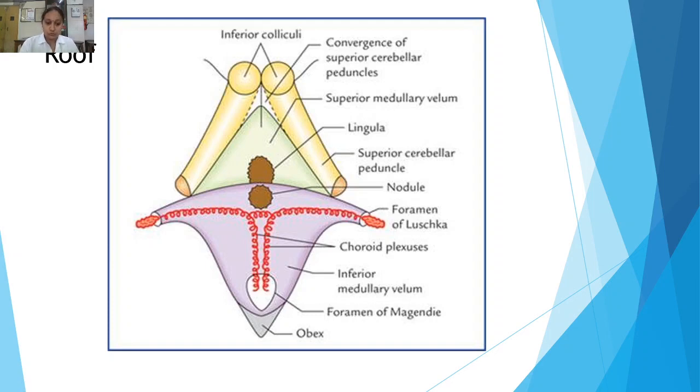Here we can see the choroid plexuses, two limbs of choroid plexus, and a large foramen of Magendie. This foramen of Magendie is a large foramen in the midline of the inferior medullary velum that forms a communication between the fourth ventricle and the cerebellomedullary cistern, also known as cisterna magna. So this is about the roof.